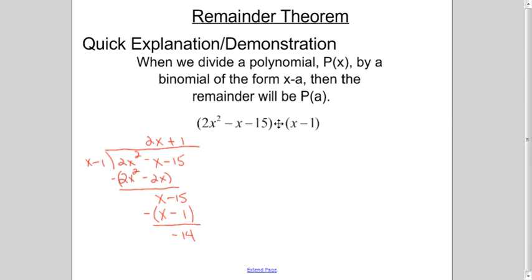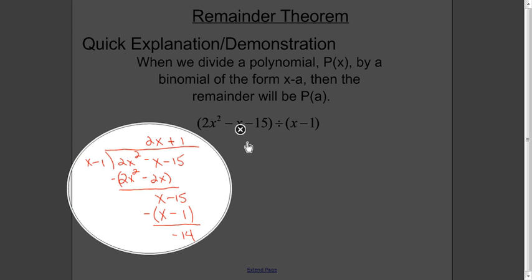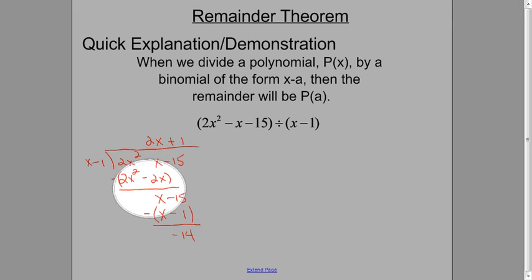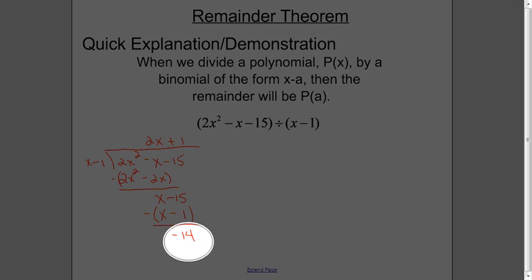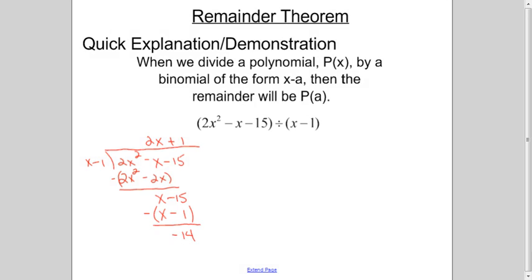So let's see this in action here. I'm not going to ask a particular question. I'm just going to play with the theorem and put it through its paces. So if I had 2x squared minus x minus 15 divided by x minus 1, and I actually did that division out using a long division algorithm for polynomial division, I would in fact, on the bottom line, get a remainder of negative 14. By the remainder theorem, though, I could have gotten that negative 14 a different way. Let's take a look at that.